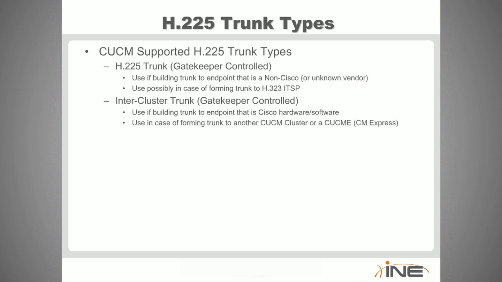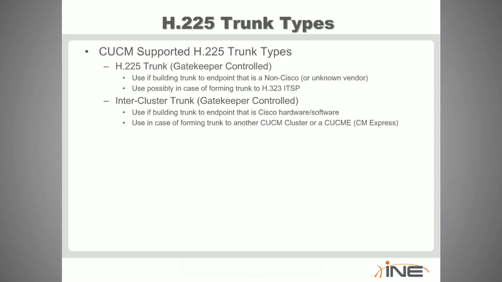So an H.225 gatekeeper controlled trunk is typically used if you're building a trunk to an endpoint that's a non-Cisco or unknown vendor type of gateway, or gatekeeper controlled, whether it's Cisco or not, but the far end of that. Okay, so whoever the gatekeeper routes us to. So even if the gatekeeper is a Cisco IOS gatekeeper, maybe under our administrative control, the far end that we're going to eventually get routed to is not a Cisco or is an unknown vendor gateway. And so we use this possibly in the case of forming a trunk to maybe, for instance, an H.323 ITSP, or Internet Telephony Service Provider.